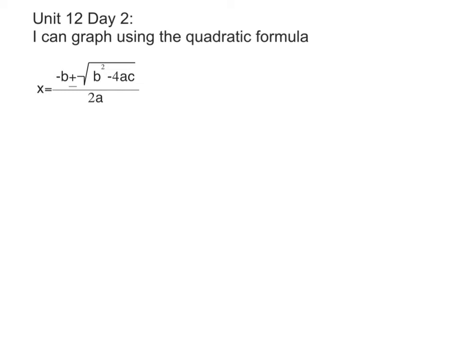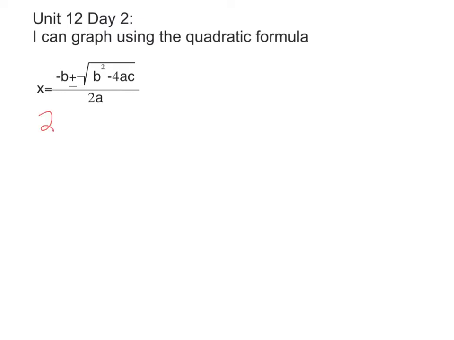I can graph using the quadratic formula. So here's the quadratic formula. X equals the opposite of b plus or minus the square root of b squared minus 4ac, over 2a. I'm going to just sing that for a while until you get frustrated. So let's look at an example.